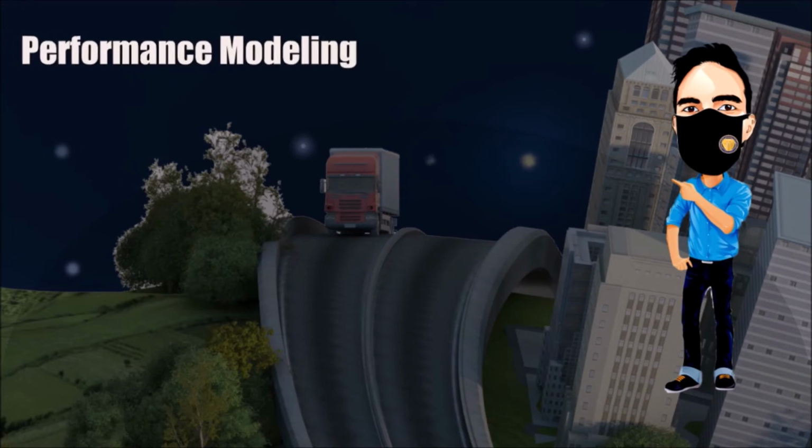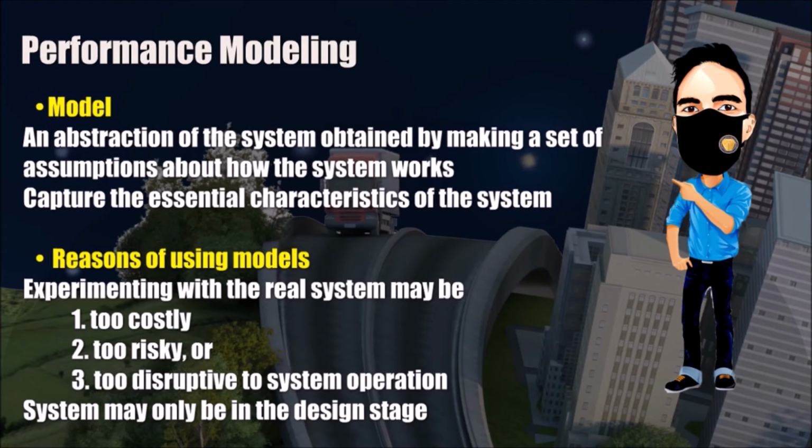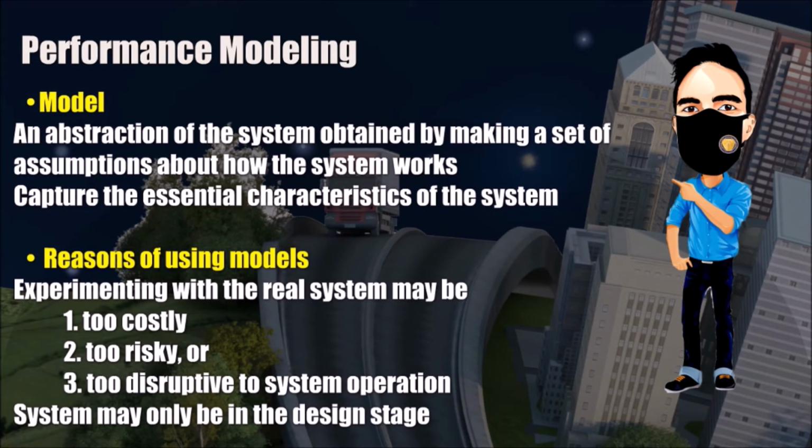Performance modeling. Model: an abstraction of the system obtained by making a set of assumptions about how the system works, capturing the essential characteristics of the system. Reasons for using models: experimenting with the real system may be too costly, too risky, or too disruptive to system operation. The system may only be in the design stage.